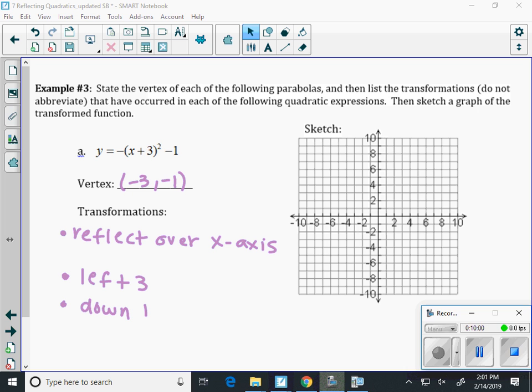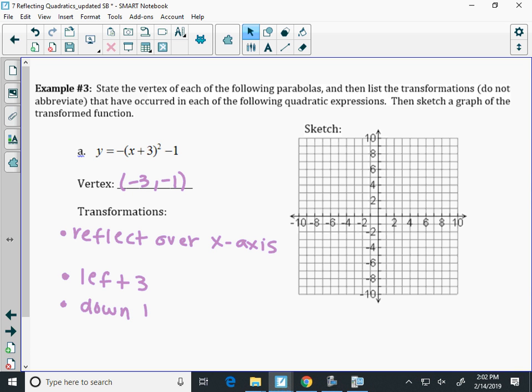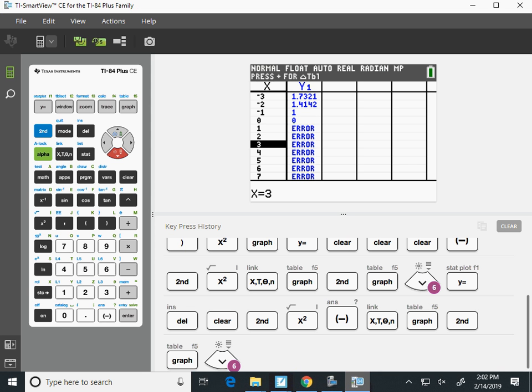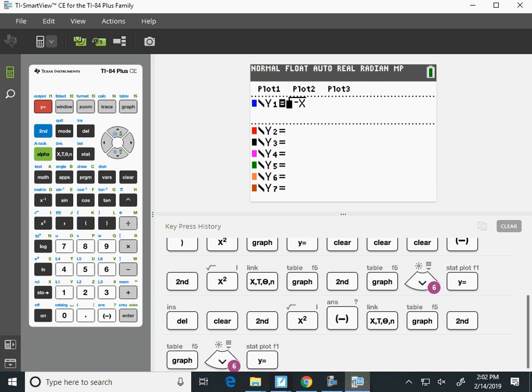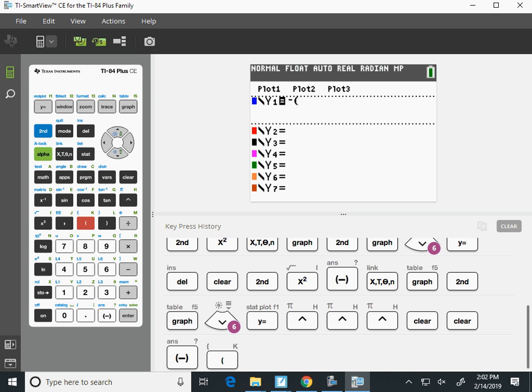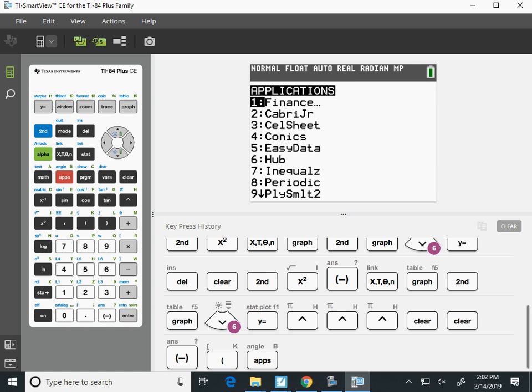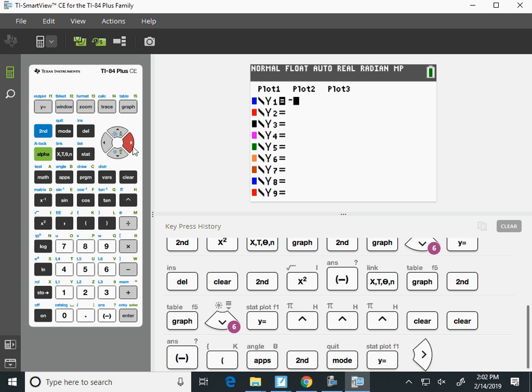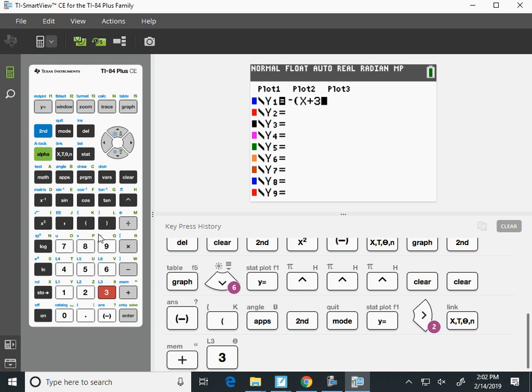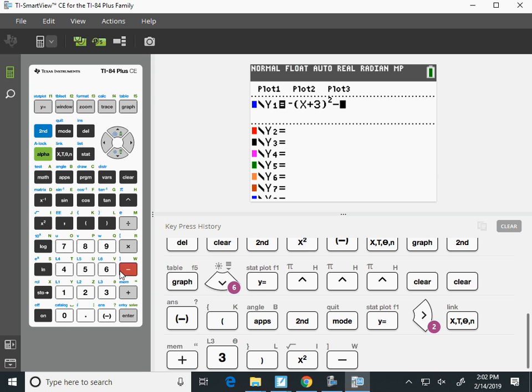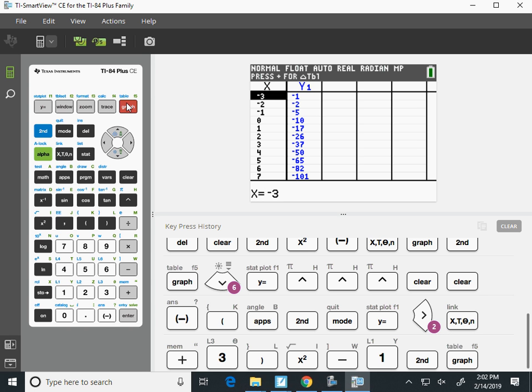So when we do a rough sketch, right now, you can type it in. Go to y equals and type it in. We can do negative x plus 3 squared minus 1. My cardboard's not cooperating. And then just use your table to plot it. So just a rough sketch for right now. We'll get into more serious graphing later.